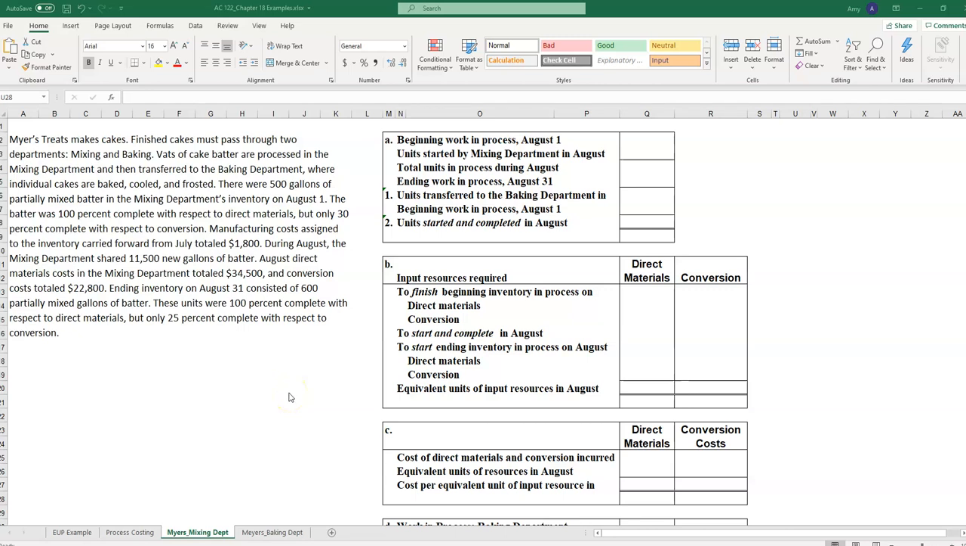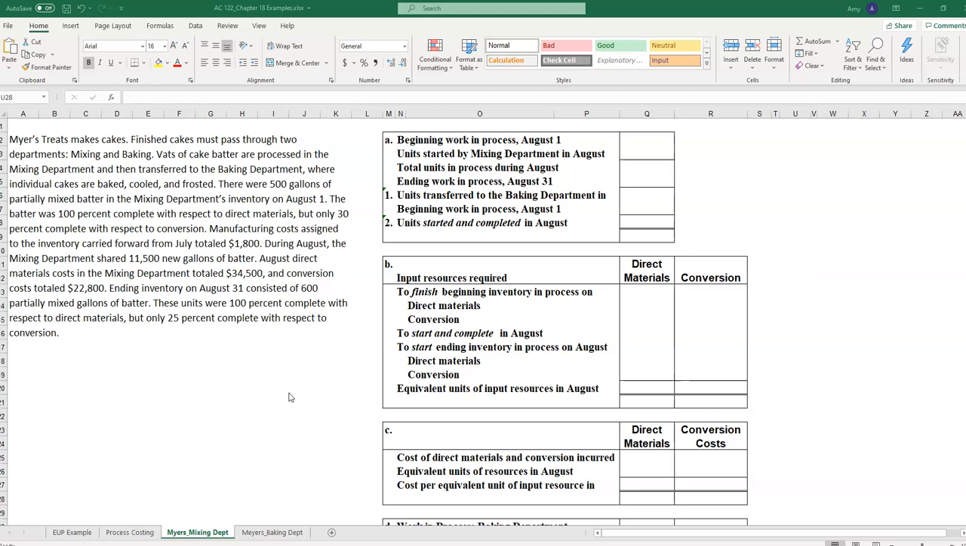The last example we're going to look at, we're going to look at both departments for an entity. So we have a treat company that makes cakes. We're going to look first at the mixing department, then we're going to transfer items to the baking department and look at the baking department after those items have been transferred in, so we can see a complete process calculation. So we're looking at the mixing department first.